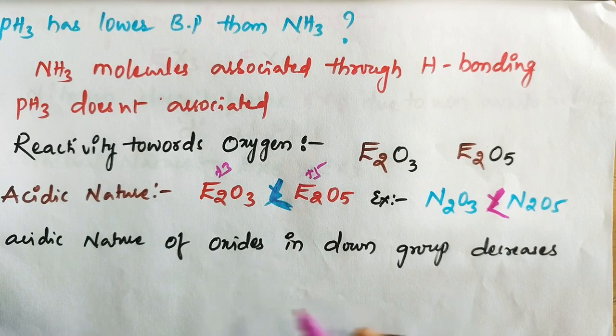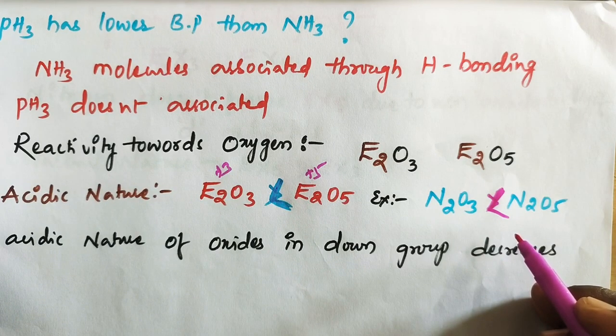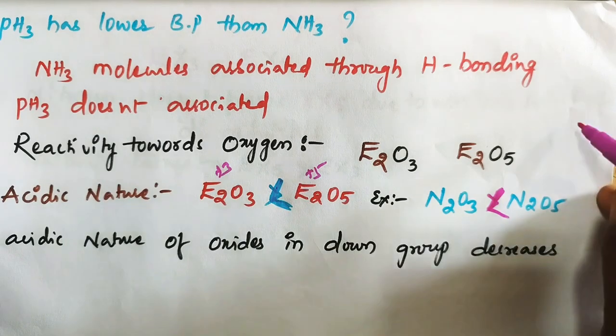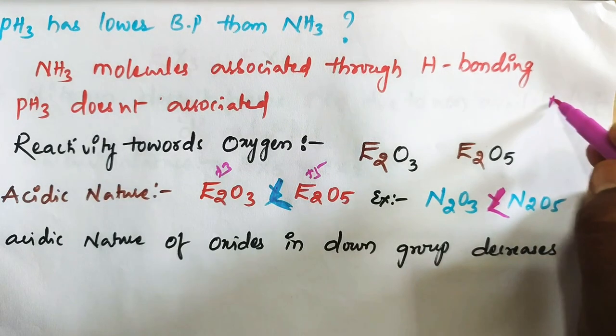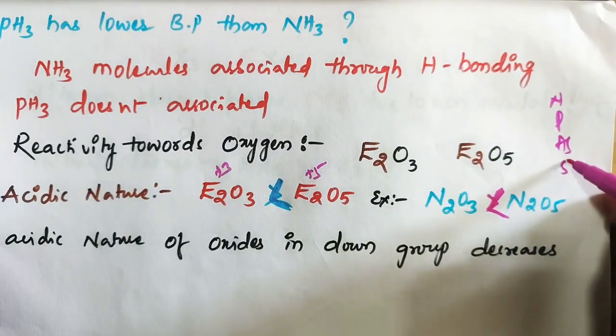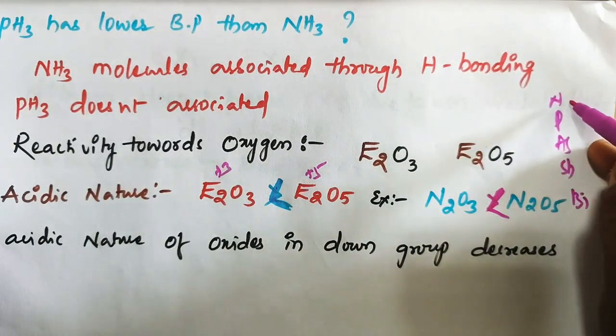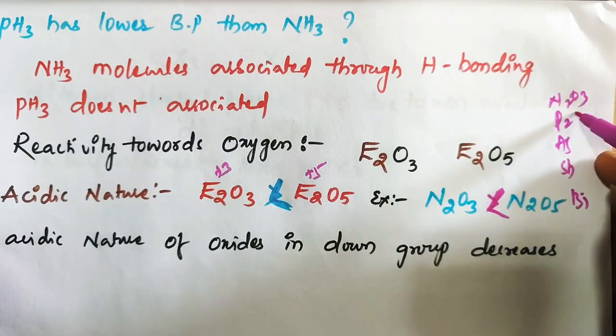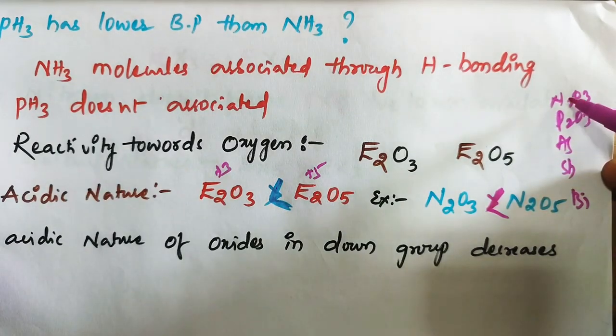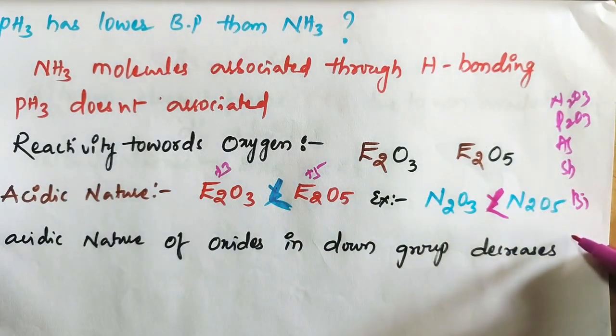The acidic character decreases down the group. So acidic character decreases down the group from nitrogen to bismuth: nitrogen, phosphorus, arsenic, antimony, bismuth. So these are N2O3, P2O3. Like this, the acidic nature of these oxides is going to decrease.